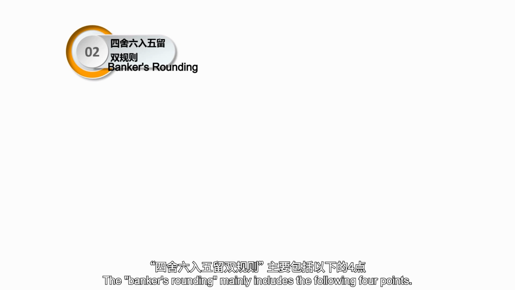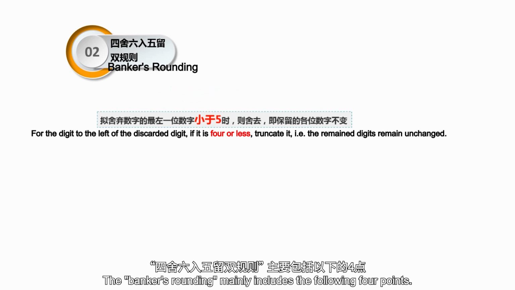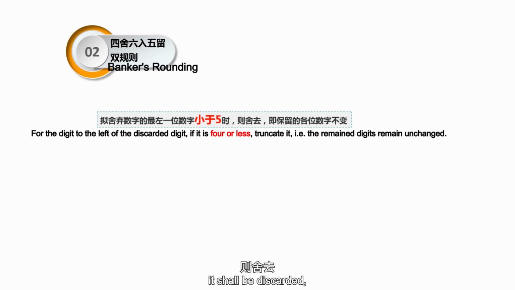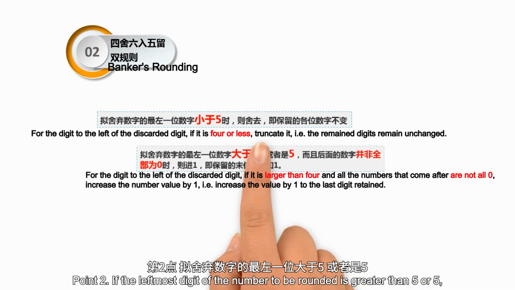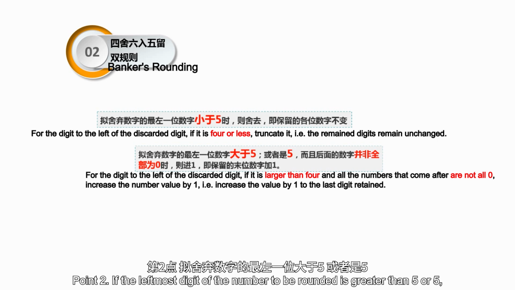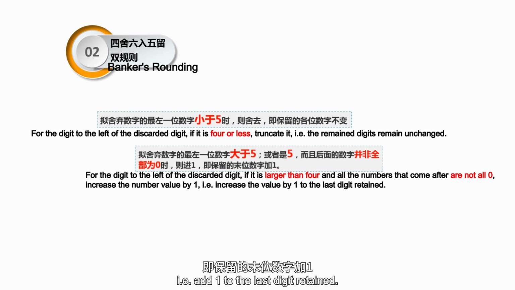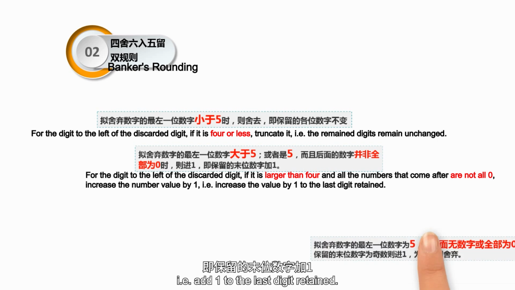The banker's rounding mainly includes the following 4 points. Point 1. When the leftmost digit of the number to be rounded is less than 5, it shall be discarded. That is, the reserved digits remain unchanged. Point 2. If the leftmost digit of the number to be rounded is greater than 5 or 5, and the following digits don't equal 0, add 1. That is, add 1 to the last digit retained.